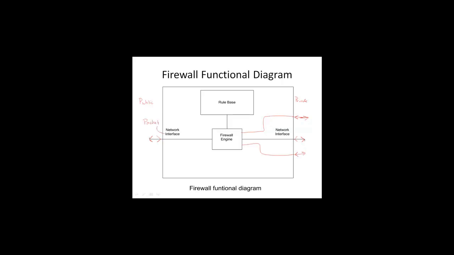If you have a packet coming in from the public interface, it's going to be passed into the engine. Then every rule in order in the rule base is going to be used to evaluate the packet. And if it matches one of the rules, it's going to be sent on through to one of these private interfaces. Let's assume here that it matches an accept, because we could have a rule that says deny.